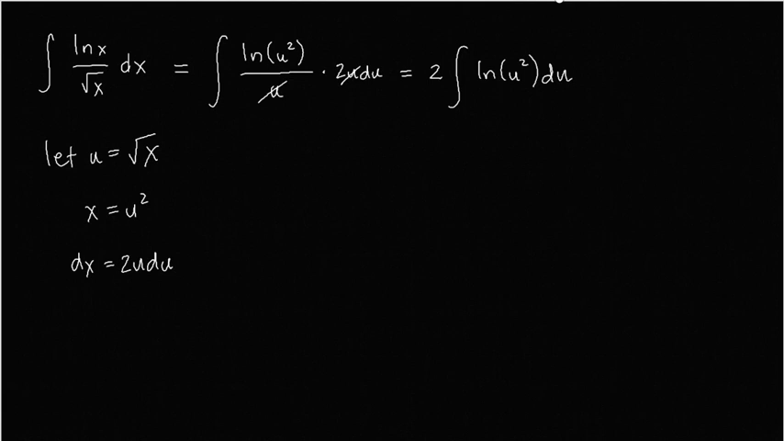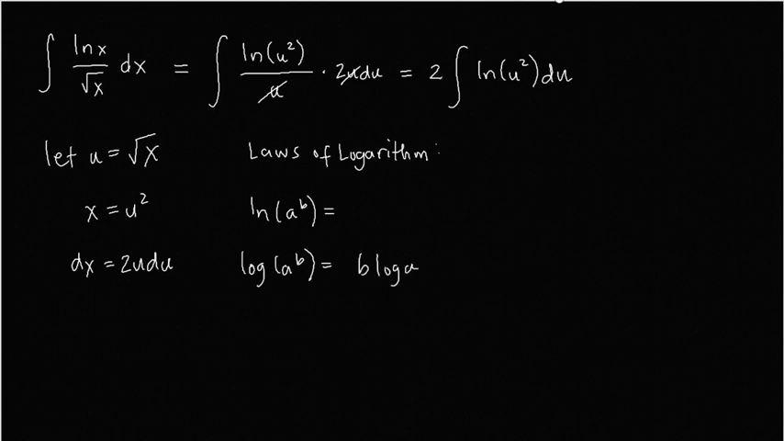And remember from the laws of logarithm, so what does this mean? That ln of a raised to b can be rewritten. The logarithm of a raised to b in general is equal to what? b times the logarithm of a. So in this case, b times the natural logarithm of a. So that is what we will do here. So we have 2 times the integral of 2 ln of u du. So we have 4 integral of ln of u du.